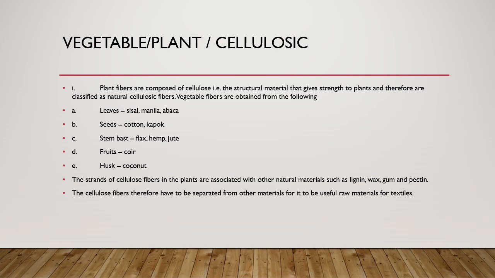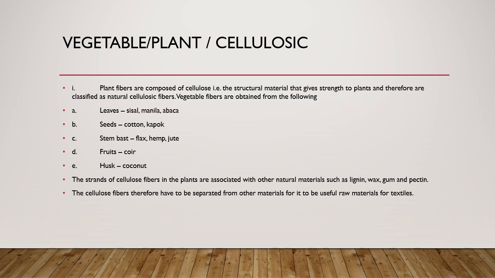One by one, we start with the vegetable, also known as plant or cellulosic. All those are the names of the fibers. So plant fibers are composed of cellulose, i.e. the structure of material that gives strength to plants, and therefore are classified as natural cellulosic fibers. Vegetable fibers are obtained from the following. Where do you obtain the vegetable fibers?